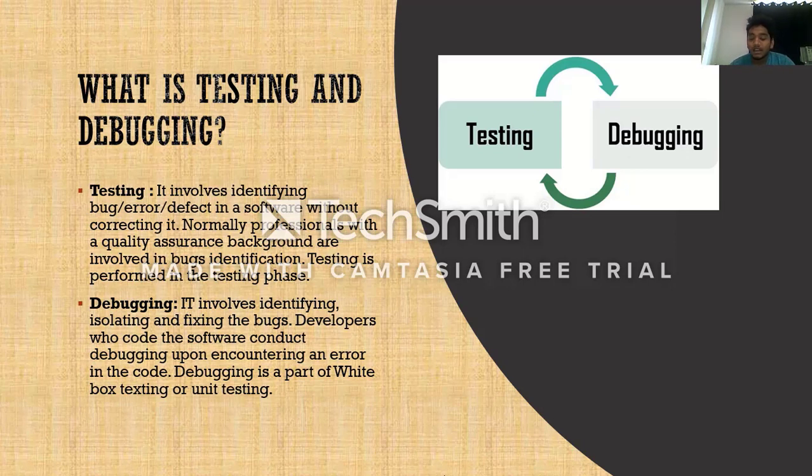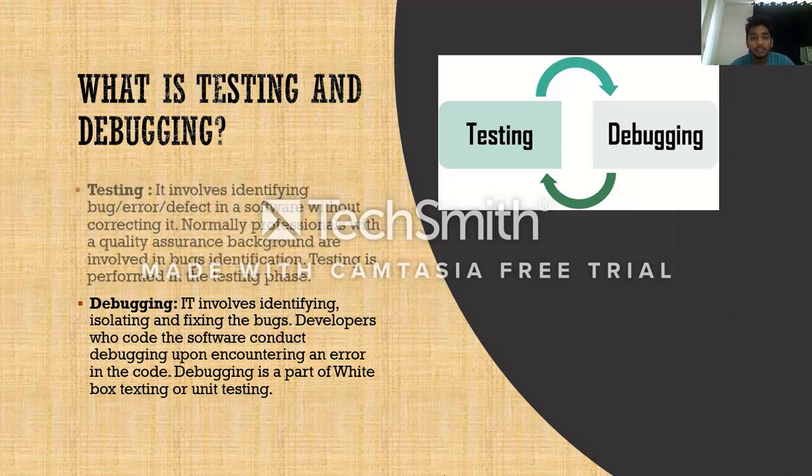Debugging involves identifying, isolating, and fixing the bugs while in the development mode. And developers who code the software are responsible for debugging, like while they encounter an error in the code, they fix it in the debugging mode. And debugging is a part of white box or unit testing.